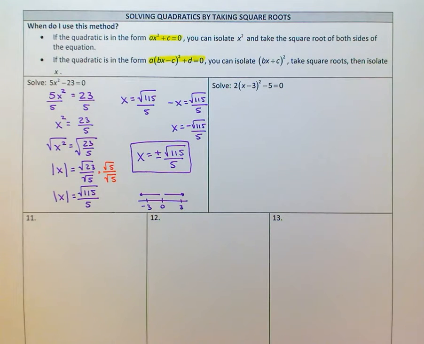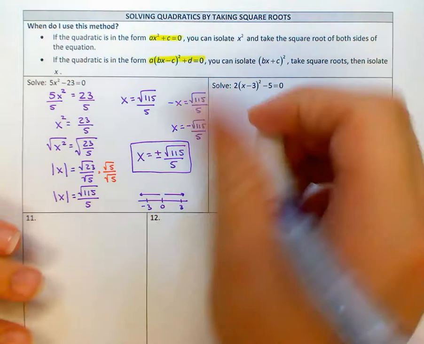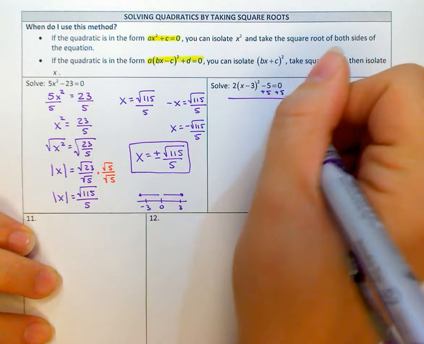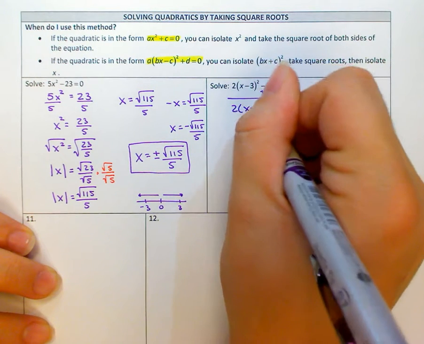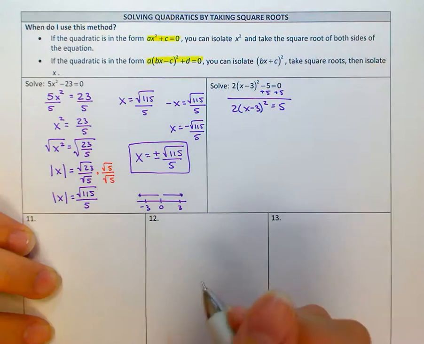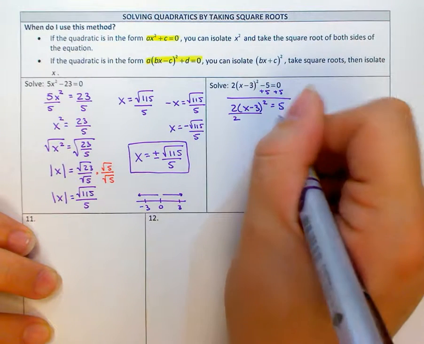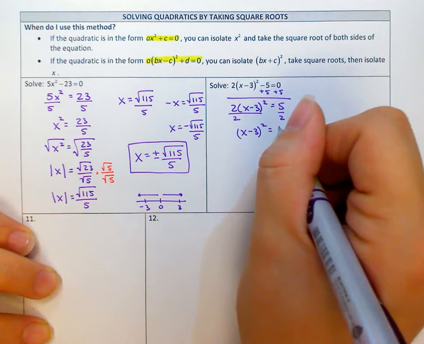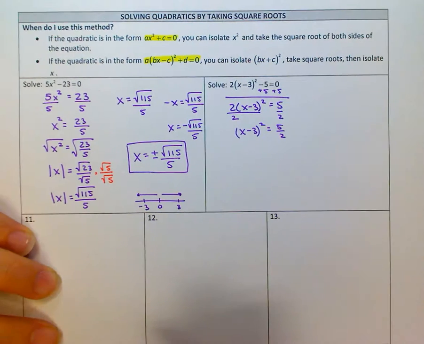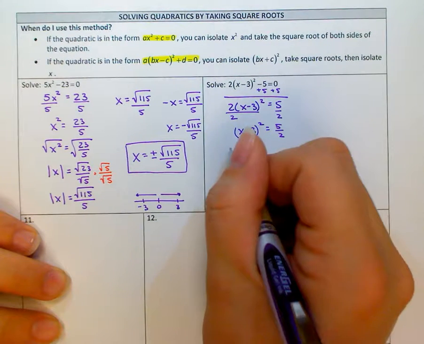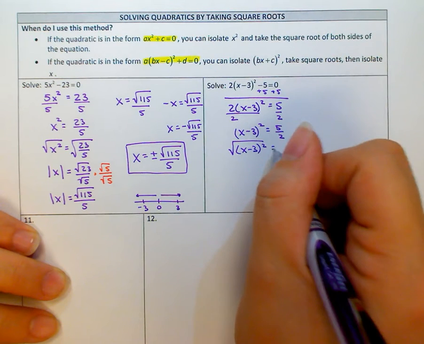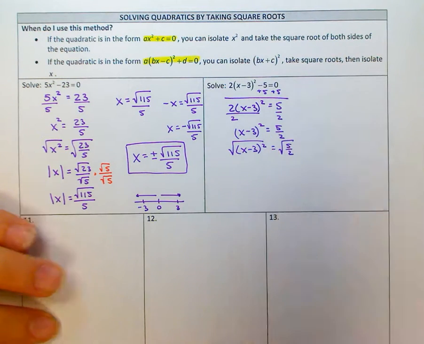Now, our other example, that 2 times x minus 3 squared minus 5, the first thing we want to do is add 5 to both sides. So again, we're going to isolate the square part. Then we would want to take and divide everything by 2. So x minus 3 squared equals 5/2. So now we've isolated the square, so we take our square roots.